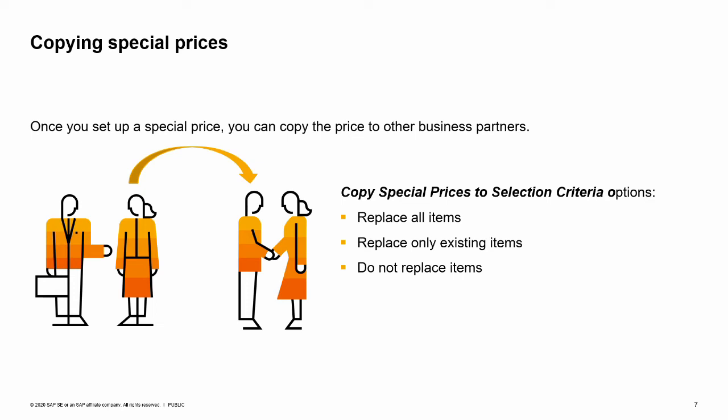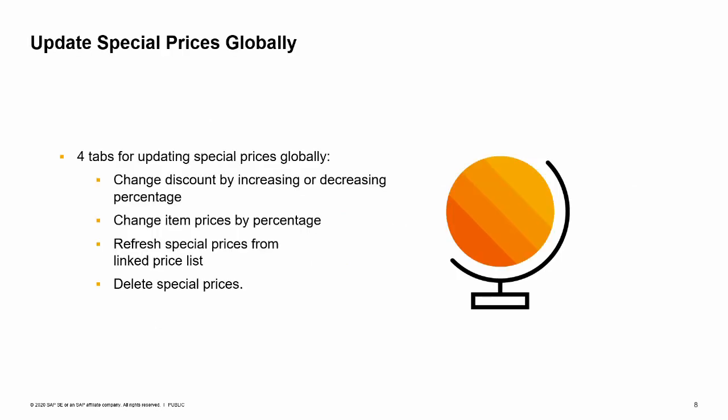In the transaction, you choose the business partner who currently has the special prices you wish to copy, then choose the target business partners by code, business partner group, or business partner properties. There is a transaction to update all the special prices globally inside SAP Business One. The transaction contains 4 tabs, each with a different choice on how to update the prices. You select the relevant tab to change the discount by increasing or decreasing the discount percentage, change the item prices by a percentage, refresh special prices from their linked price list, or delete existing special prices. On all these tabs you have selection criteria to choose prices by business partners, customer or vendor group, or business partner properties.